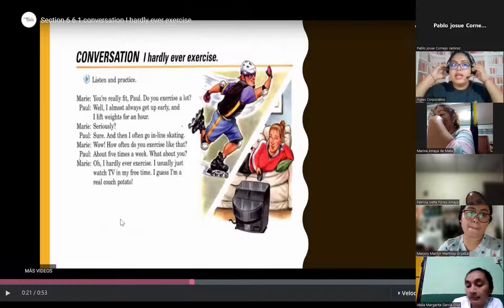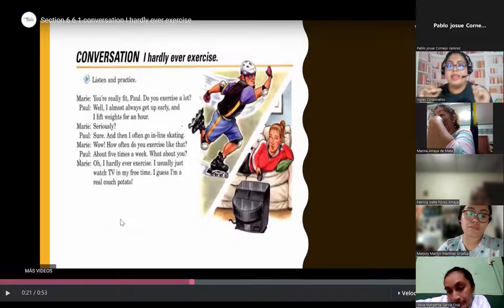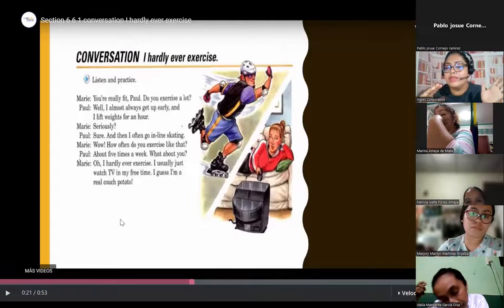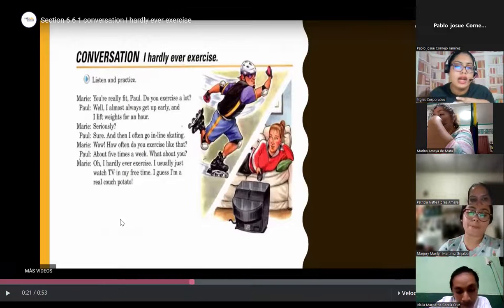Vamos a pensar en actividades que nosotros hacemos día a día. Vamos a pensar en una actividad que nosotros hacemos siempre. Todos los días es lo mismo. Una actividad que a veces la hacemos, a veces no. Y una que nunca en la vida nosotros vamos a hacer o nunca hemos hecho o quizás casi nunca la hacemos.